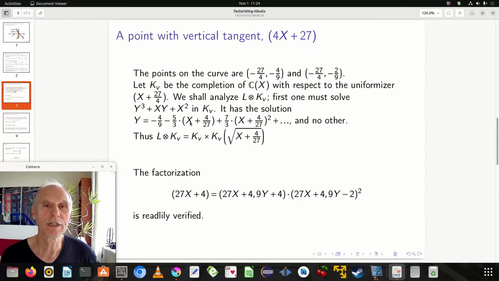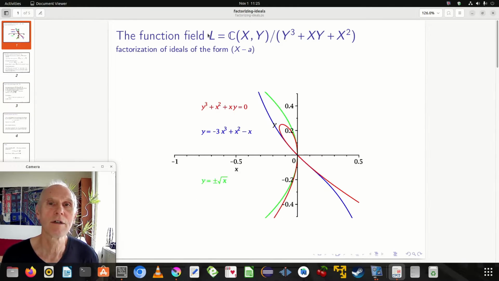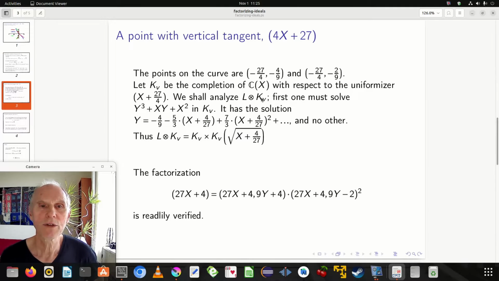So that's all series in x plus 4/24, infinite series, with coefficients that will actually be complex numbers. That's the completion. Then we tensor the functional field, that is C of x extended with what I wrote up here. This is our functional field. Tensor it with the completion, and that is just equal to enlarging the constants. And we should find a solution to this equation in kV, in the completion.